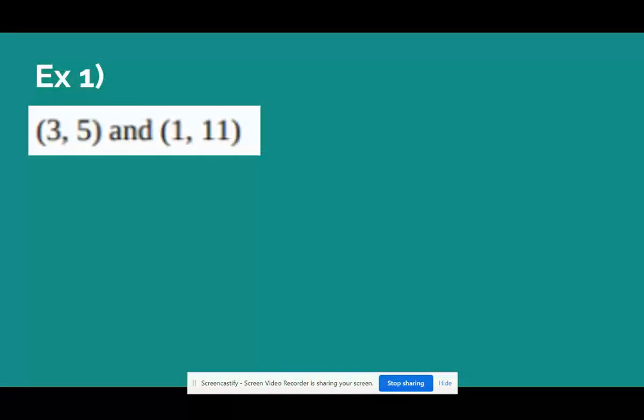So this first one, we have 3, 5, and the coordinate 1, 11. So the first step is that you label your points. So this is x1, y1, and then the second coordinate gets the 2's, x2, y2. Our formula is m equals y sub 2 minus y sub 1 over x2 minus x1. And we're just going to fill in those things.